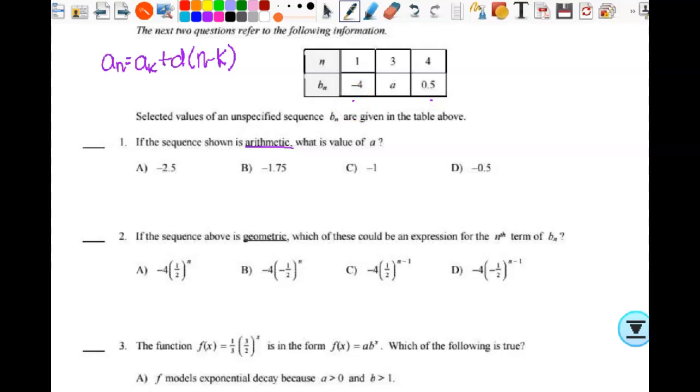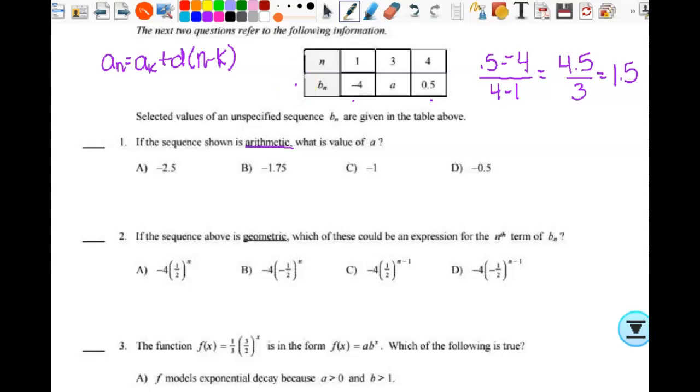So this tells me it's linear, which means I can just use the rate of change for what I have here. And my rate of change then would be 0.5 minus a negative 4 over 4 minus 1. So that is going to give me 4.5 divided by 3. And if I think about money, if I have $4.50 and I divide it by 3, that's going to give me 1.5. So my B sub n numbers are increasing at a constant rate of 1.5.